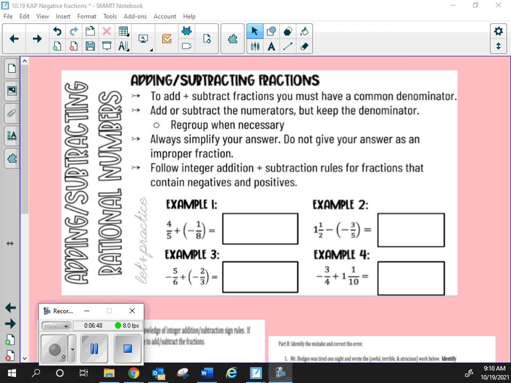All right, so yesterday we reviewed just adding and subtracting fractions. Today we're going to get spicy with some negatives. Okay, so to add or subtract fractions, you must have a common denominator. We talked about that yesterday. Add or subtract the numerators, but keep the denominator, or regroup when necessary. Always simplify your answer. Do not give an answer as an improper fraction unless it's meant to be. And follow integer addition and subtraction rules.